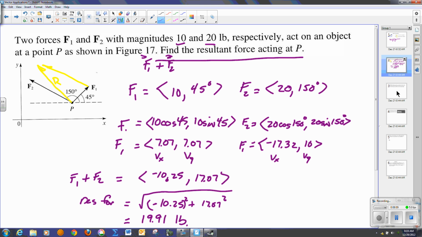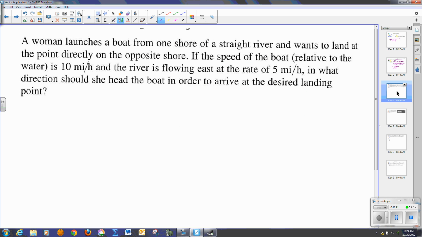Let's move to our next example. All right, so in this example, we've got some woman launching a boat from one shore across the straight river, so drawing a picture is probably a good idea, and wants to land directly opposite. So she's starting here, she wants to end right here.